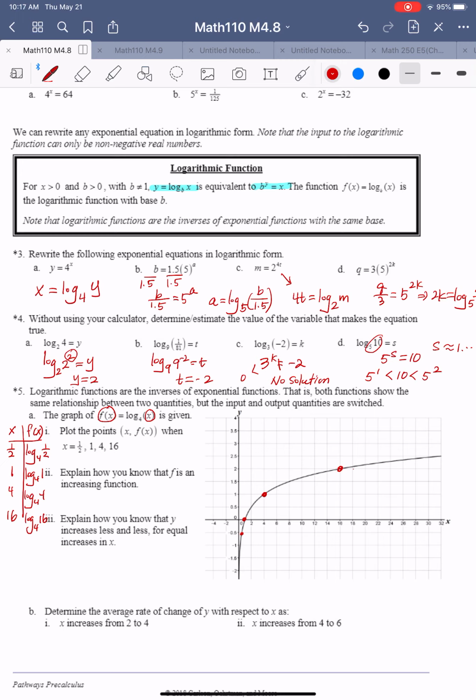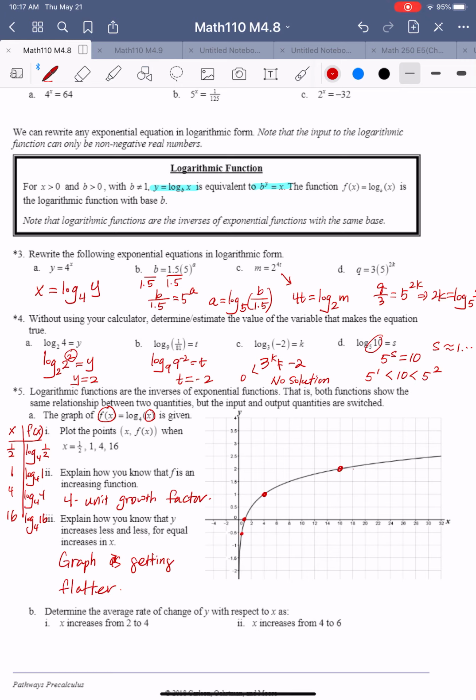All right, so this one is how the value is increasing as a function. I'm going to say the 4 unit growth factor. And then explain how you know that y increases less and less for equal increases of x. The graph is getting flatter.